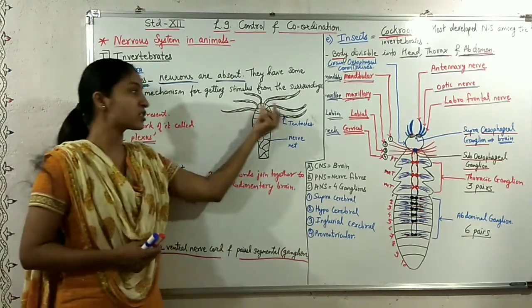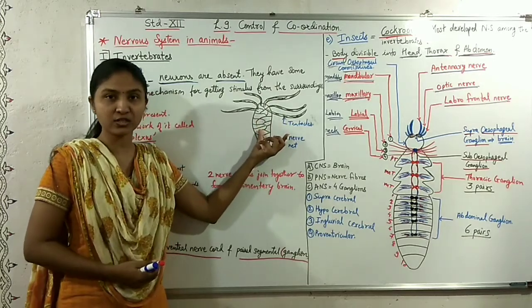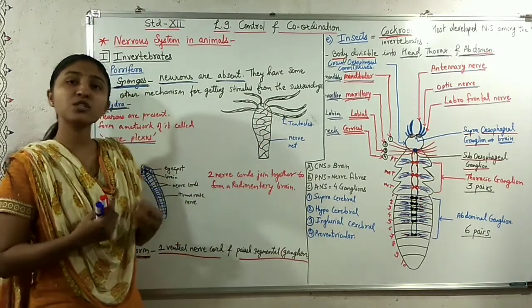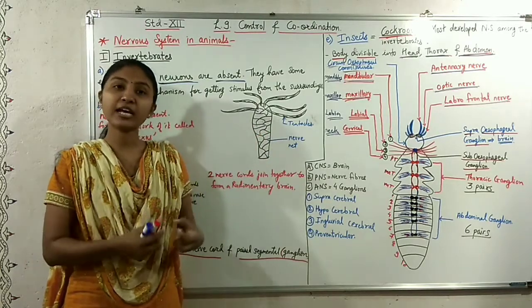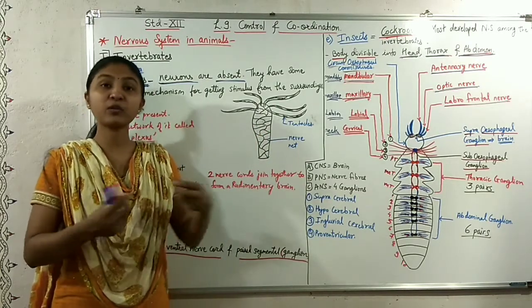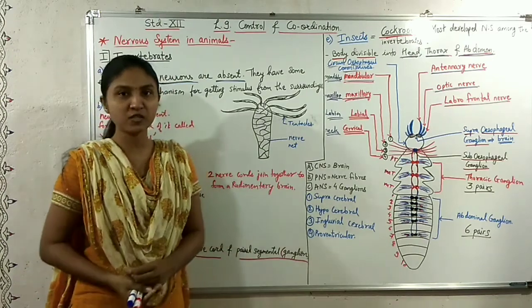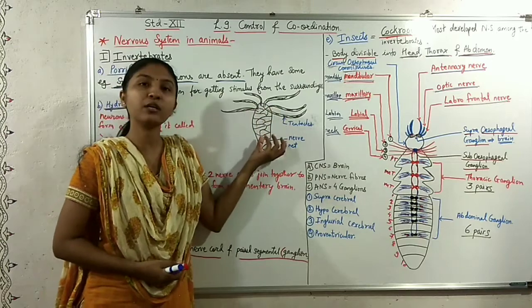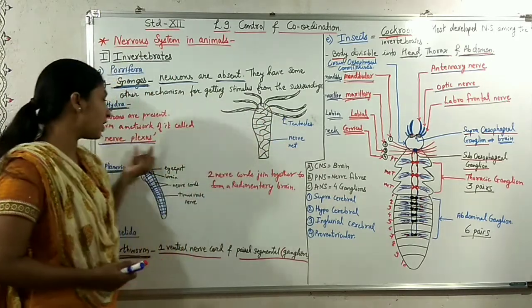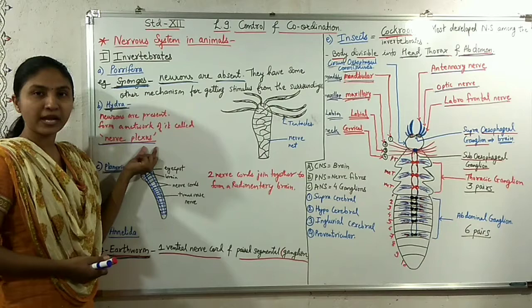As the neurons are spread all over the body of the Hydra, these neurons are interconnected with each other with the help of synapses, and this synapse in between their nerve fibers and the nerve cells creates a network in between them, and that network is called nerve plexus.